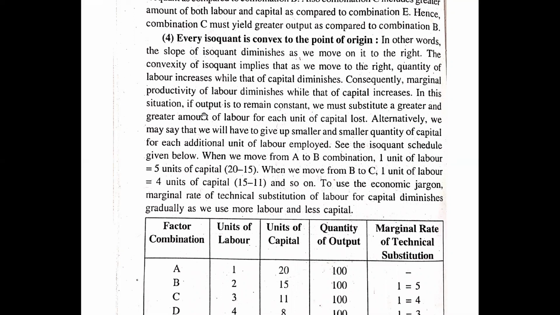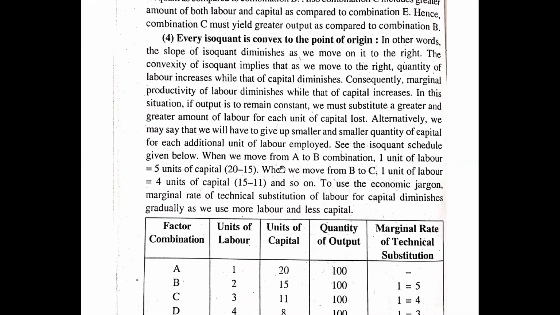In this situation, if output remains constant, we must substitute greater and greater amounts of labor for each unit of capital lost. Alternatively, we may say that we will have to give up smaller and smaller quantities of capital for each additional unit of labor employed. See the isoquant schedule given below.